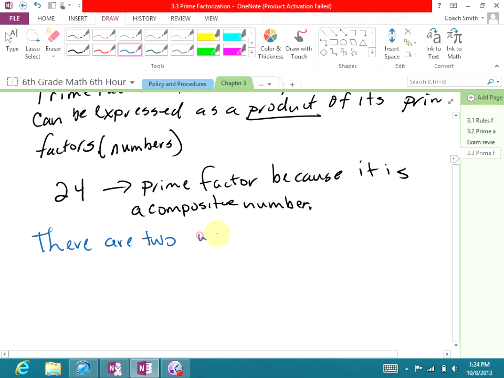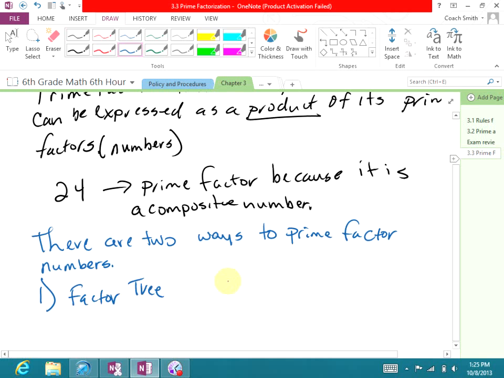There are two ways to prime factor numbers. First way is factor tree. Second way is what we call inverted division. I will be doing both ways for the next couple of days.